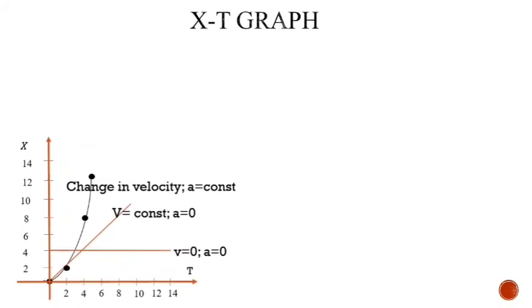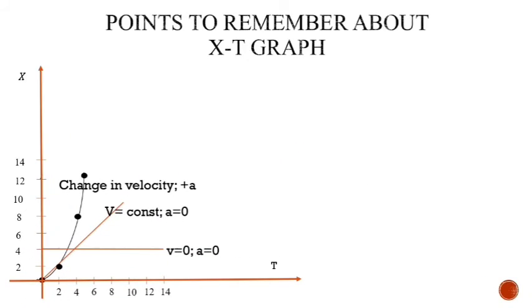Let us add a few insights to this particular graph. For example, suppose there are two different straight lines, V1 and V2. In this case, the slope of this line is lesser than the slope of this line because this is steeper. If you compare in 1 second, the displacement in this case will be higher, and this indicates a higher velocity. That means V2 is greater than V1. So higher the slope, higher will be the velocity.